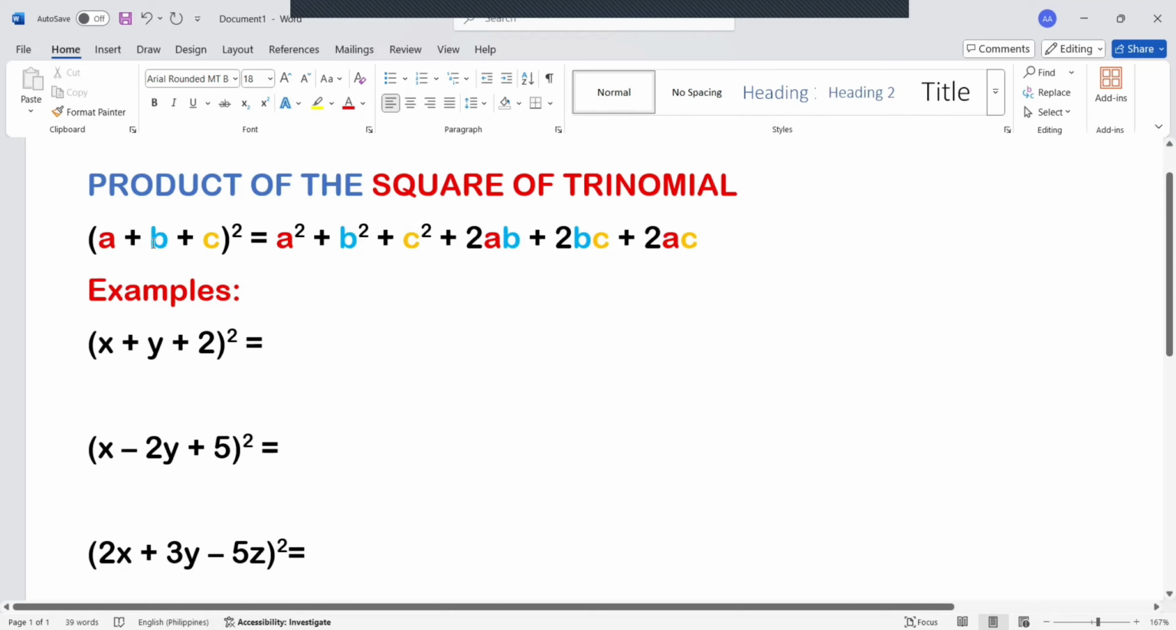Next, we need to get the square of the second term, which is represented by B squared, and the square of the third term, which is represented by C squared. Next, we need to double the product of the first and the second term, which is represented by 2AB. Then, double the product of the second and the third term, which is represented by 2BC. And finally, double the product of the first and the third term, which is represented by 2AC.